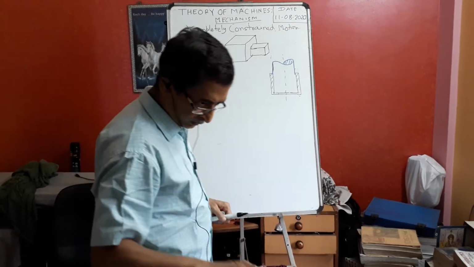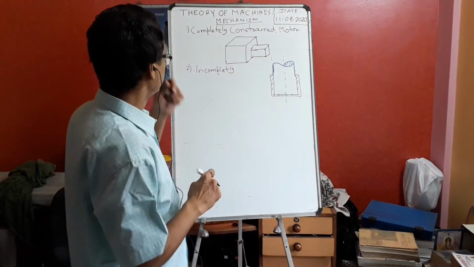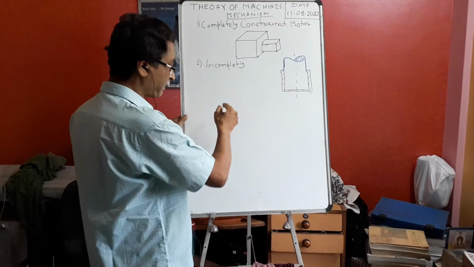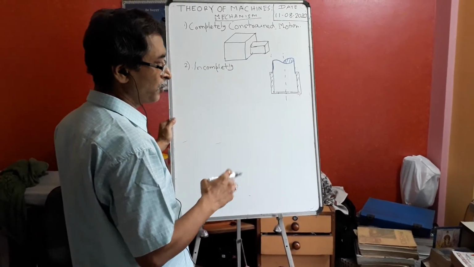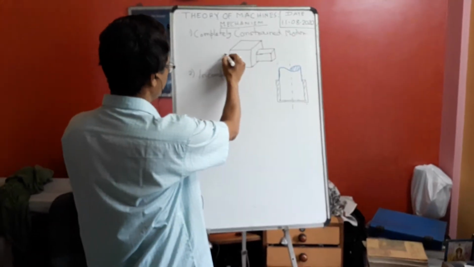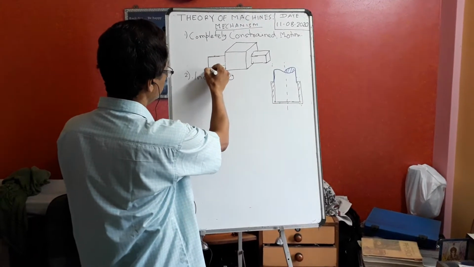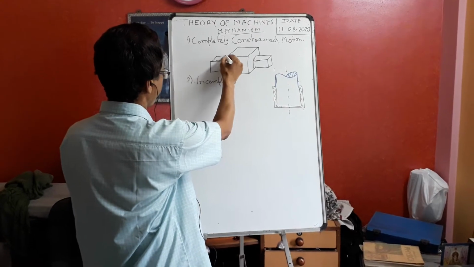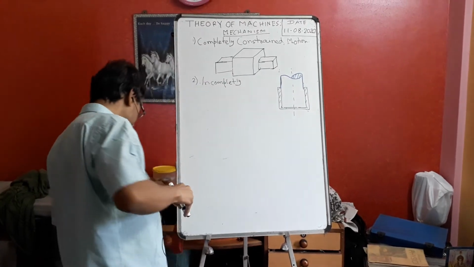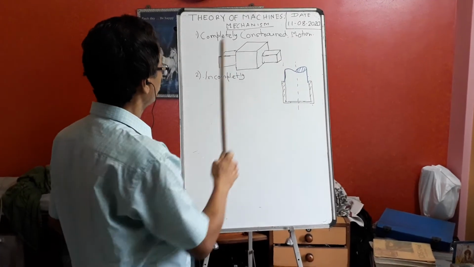Okay. Now, you see the motion in a mechanism. What is the mechanism's purpose? A mechanism will transfer or transform the motion. Then what type of motion? You will see there is one motion called constrained motion. Completely constrained motion. Now, in completely constrained motion, what does it mean?